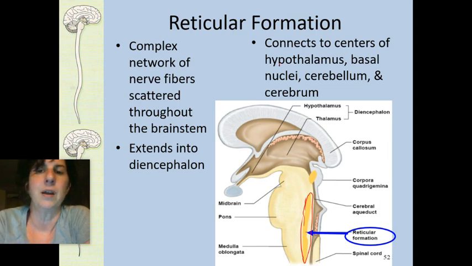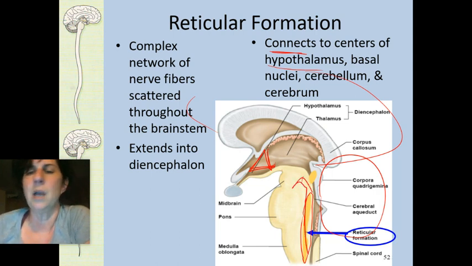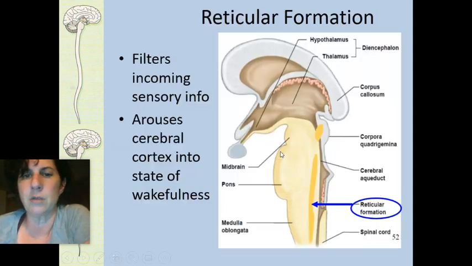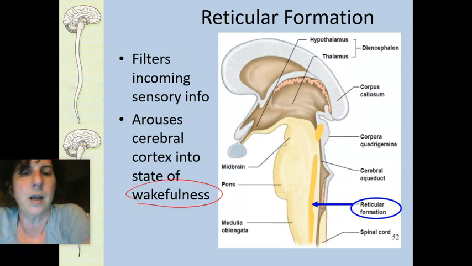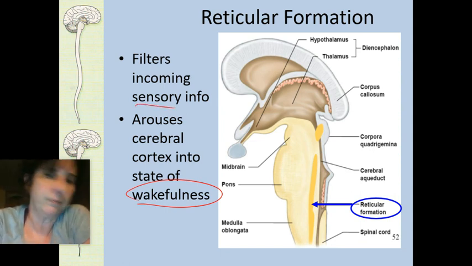Hold on a second. All right, it does connect. So again, relay station and connecting. So we're going to connect the hypothalamus right here, the basal nuclei, which are down in here too, the cerebellum, which isn't drawn on here but is right about there, and then the cerebrum also. So it's another one of these relay stations. But what you really need to remember about the reticular formation is its job with this right here. Again, secondary filtering of sensory information, sending it to the right place.